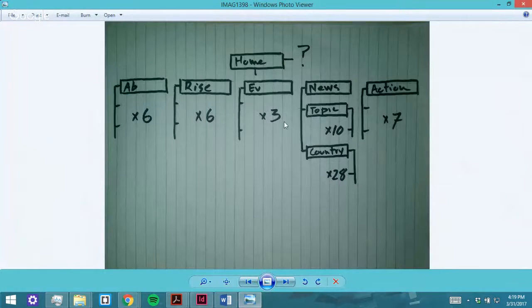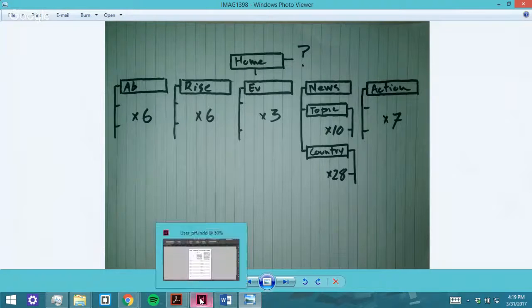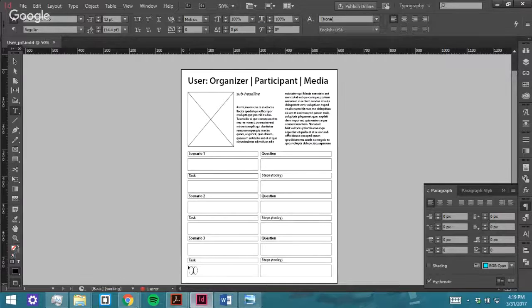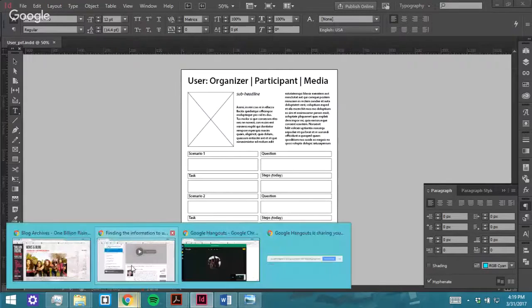I see that as manageable. It's deep, right? But when I get to this news thing, these topic legs go crazy, and so do the country legs as well. I am literally going to have 28 separate legs on this existing navigation if I follow it correctly. And I want to verify that with you to make sure I'm seeing it the right way.